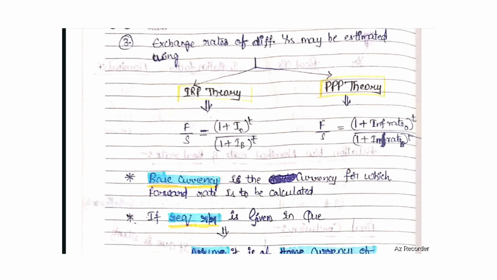As per interest rate parity theory, F by S equals 1 plus RD divided by 1 plus RF. RD means rate of interest of domestic country, RF means rate of interest of foreign country.